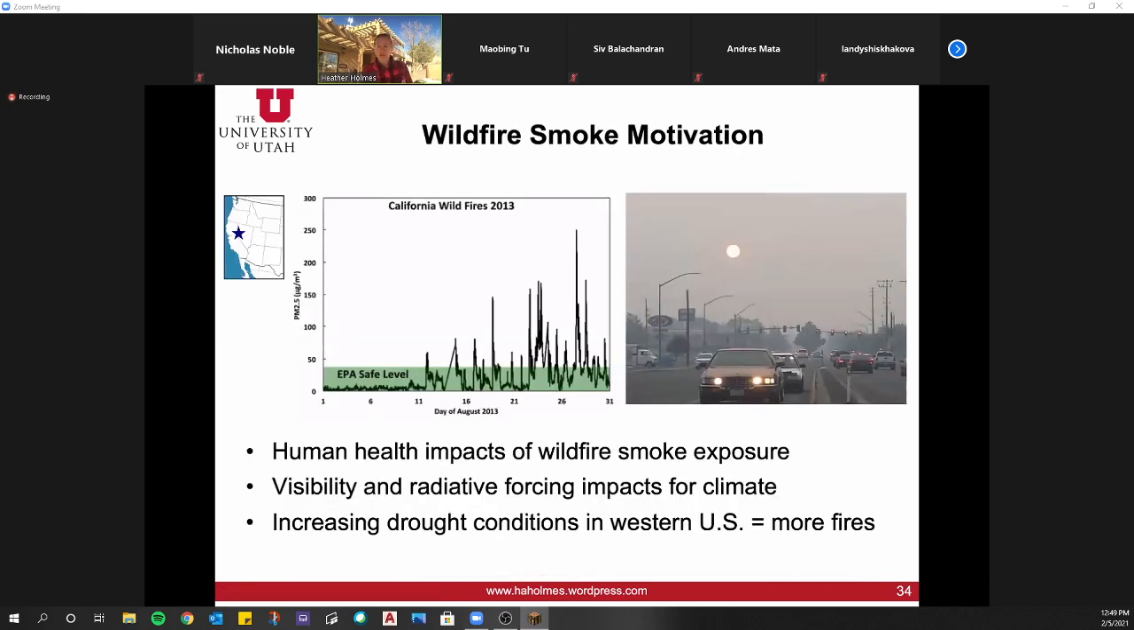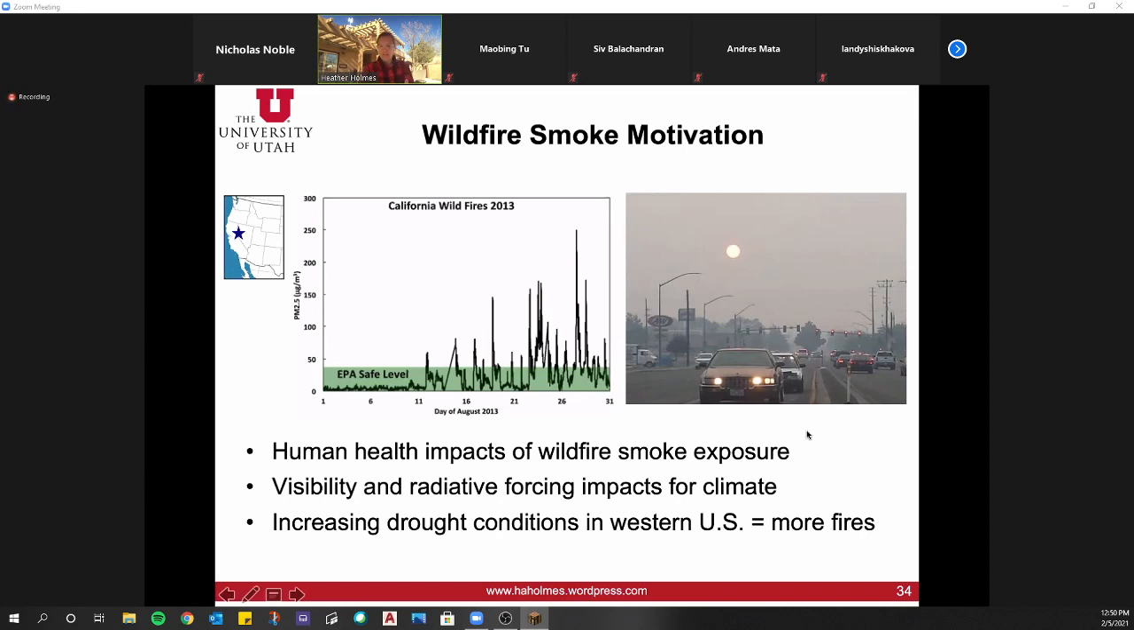The motivation behind this is that the smoke is harmful to humans. You can see that in August of 2013, this is hourly PM 2.5 concentrations. The EPA standard is this green, and for the latter half of August we're always above the standard. And that was, again, associated with the Yosemite Rim Fire.